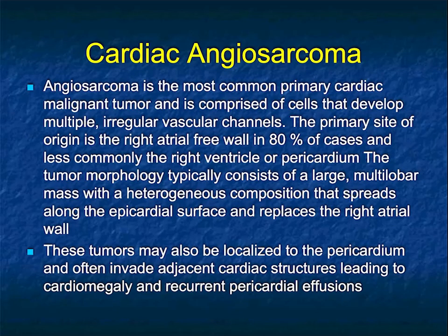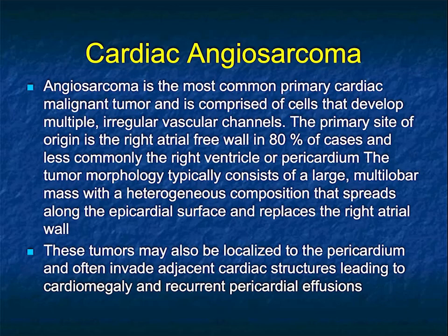Now, what about malignancy? Well, angiosarcoma is the most common primary cardiac malignant tumor, and it's comprised of cells that develop multiple irregular vascular channels. The location becomes critical. The right atrial free wall is 80% of cases, and less commonly the right ventricle or pericardium. That means if you see a lesion originating by the right atrial free wall, you've got to be thinking about cardiac angiosarcoma. The tumor morphology consists of a large multilobar mass with heterogeneous composition that spreads along the epicardial surface and replaces the right atrial wall.